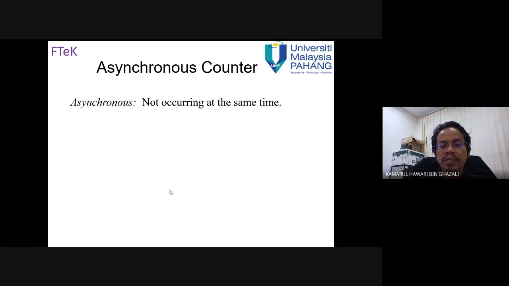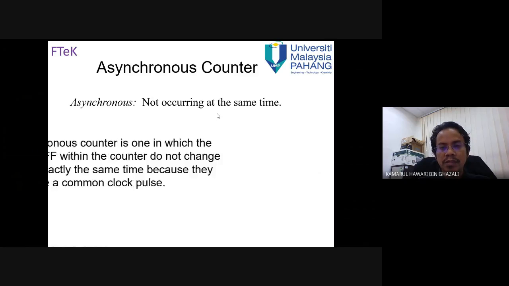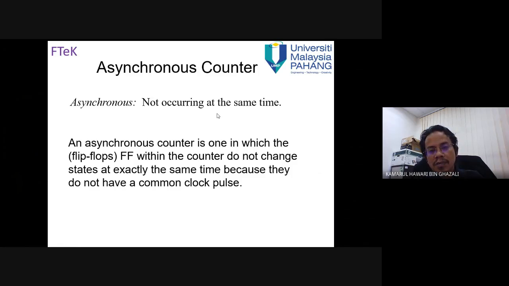Asynchronous means not occurring at the same time. An asynchronous counter is one in which the flip-flops within the counter do not change states at exactly the same time because they do not have a common clock path. So the keyword here is they do not have a common clock path. So if there is no common clock path, the counter is an asynchronous counter, which is not occurring at the same time.